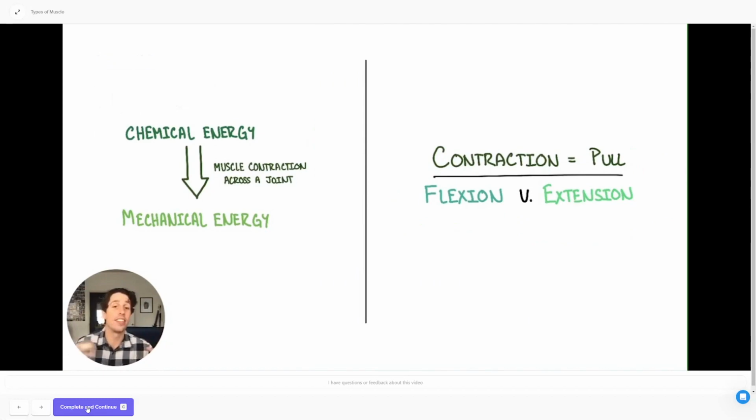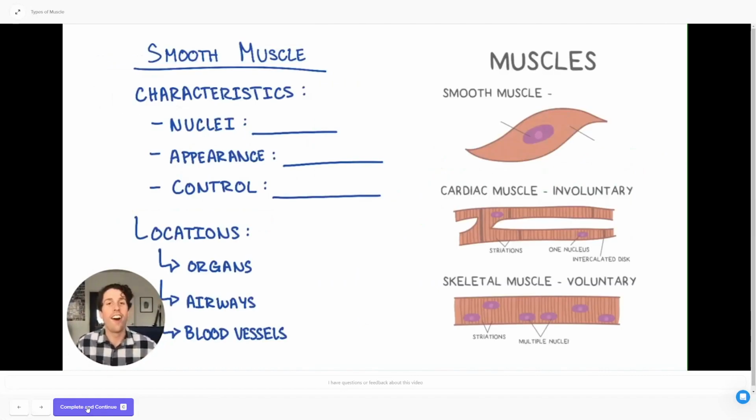So let's get going into the different types of muscle now and exactly what they look like and some different characteristics of each muscle. Alrighty, so let's go ahead and talk about smooth muscle. So smooth muscle, as we can see right here, they're going to be kind of short. They're going to be tapered at the ends, as we can see right here and right here.